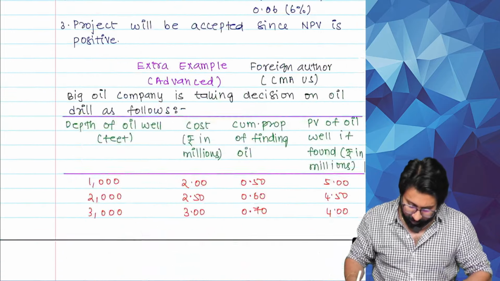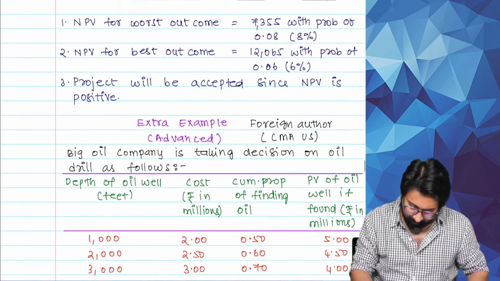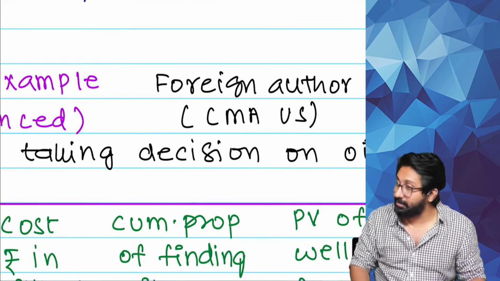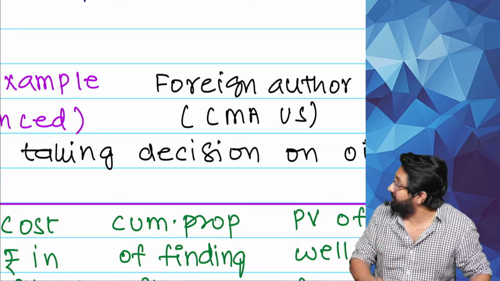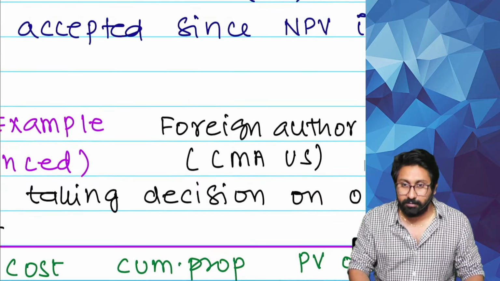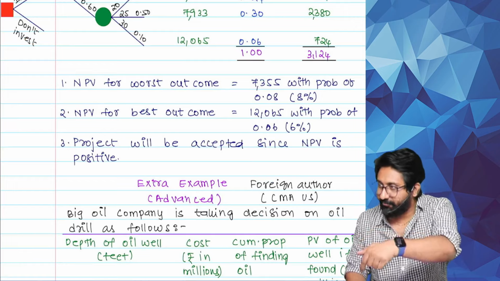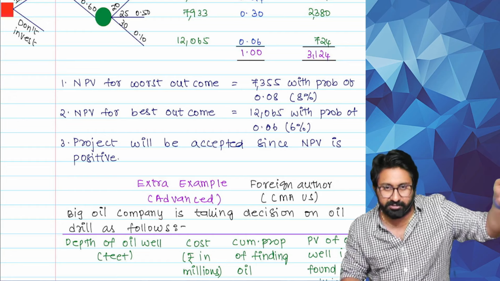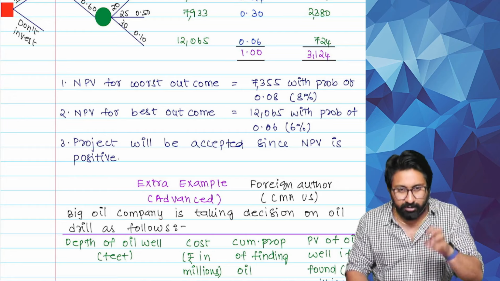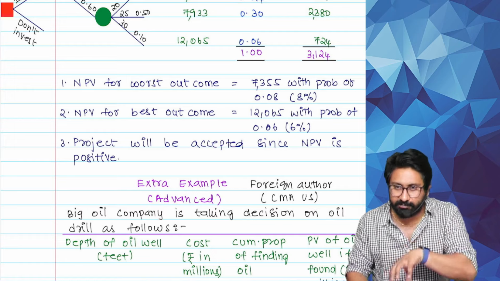I have clearly noted here. For an author, it's taken from the CMA US book. Not CMA India. Like how CMA is there for India, there is also a US institute, CMA US. In the CMA US book there is one question, and I found this question from Becker's publication.